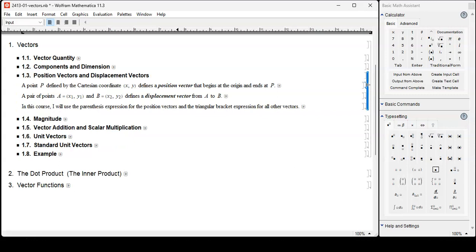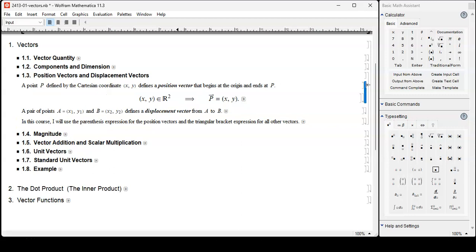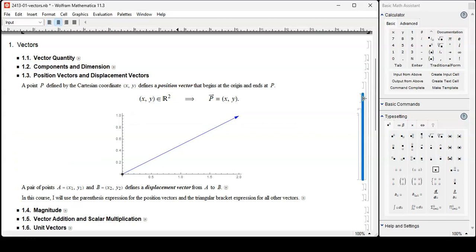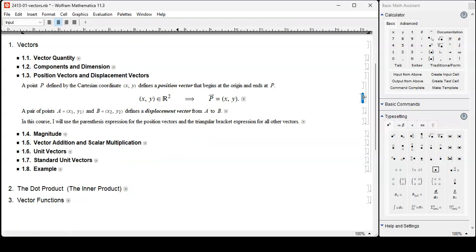Among those vectors, a particularly important type of vector is a position vector. Visualize it like this. Whenever you have a point on a plane, or if it is in higher dimensional space, it could be x, y, z, whatever, and let's suppose that you're sitting on the origin. If you point toward that point, that's a vector. And that kind of vector is called a position vector. So the position vector is associated to a point.